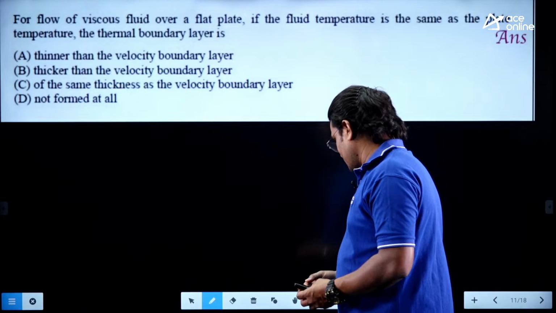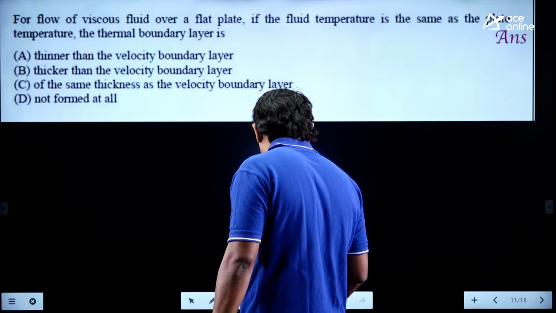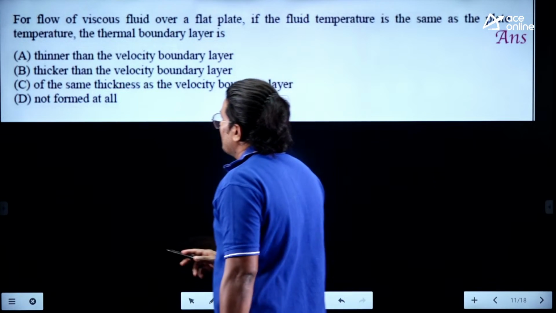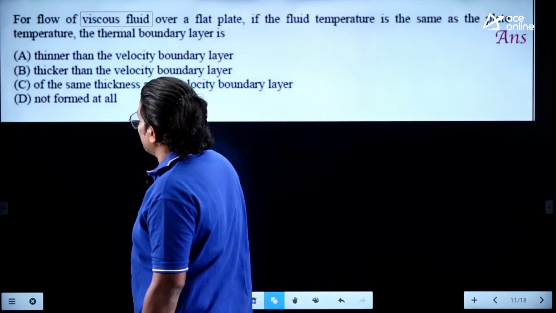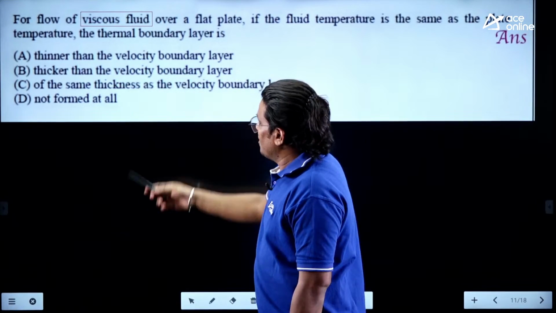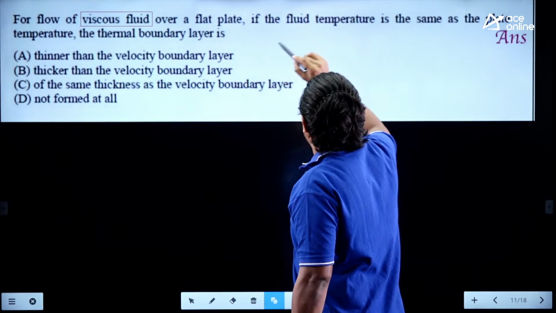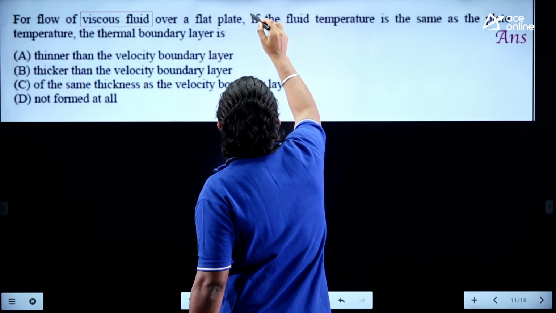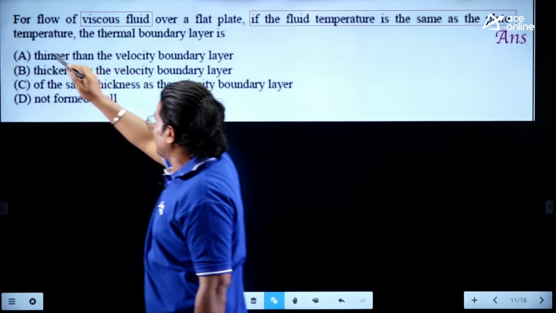Next one. This is a very good question. Listen: for a flow of viscous fluid over a flat plate, the first point is viscous fluid. And the most important point: if the fluid temperature is the same as the plate temperature.